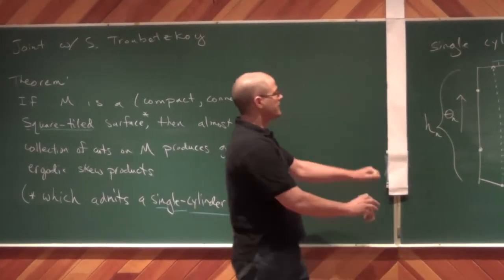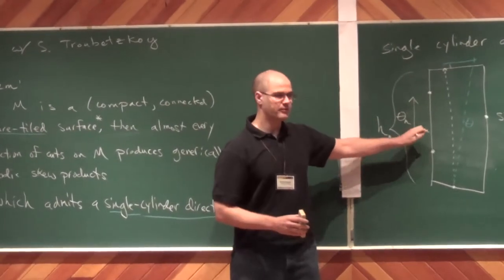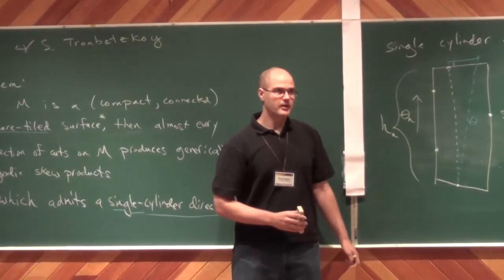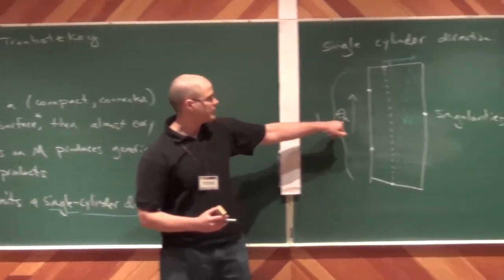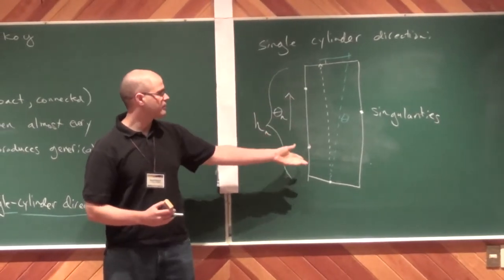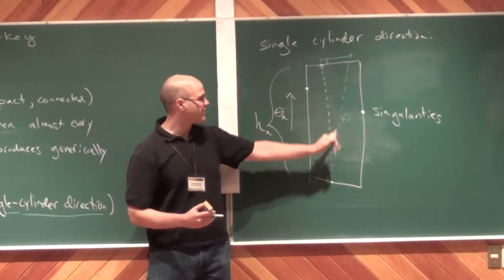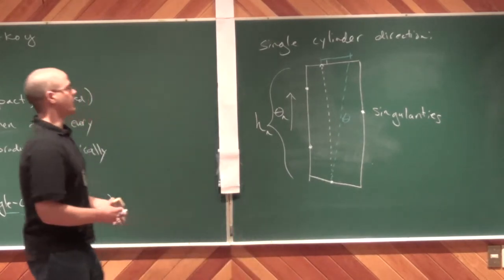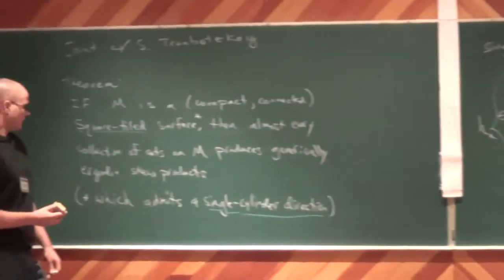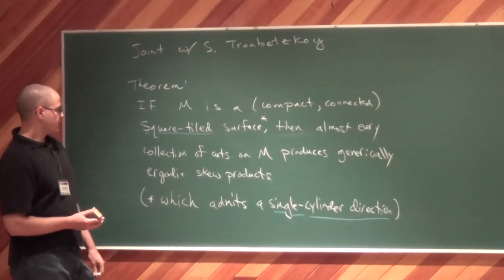Okay, so we've got a sequence of cylinders on our surface so that as we take longer and longer, thinner and thinner cylinders, the flow in direction theta is not really distinguishable from this periodic direction. Okay. So that covers single cylinder directions, very good.